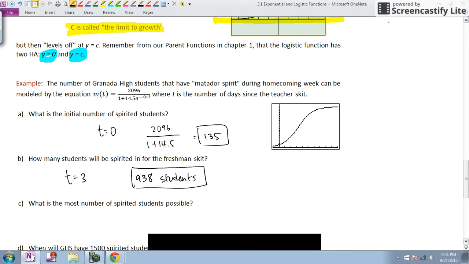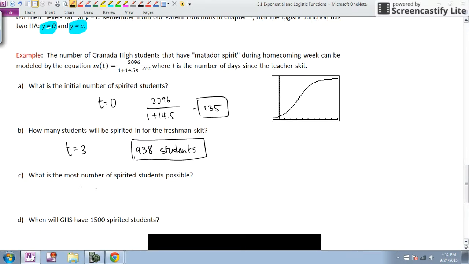All right. See if you really understand logistics, though, because the cool thing about a logistic is: what is the most number of spirited students possible? Where does this graph right here level off? Well, remember that little trick about looking at the numerator? Boom, right there. It levels off at 2096. That is the most we can ever get, because that's how much we have.